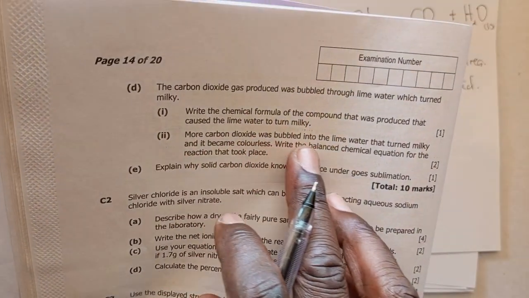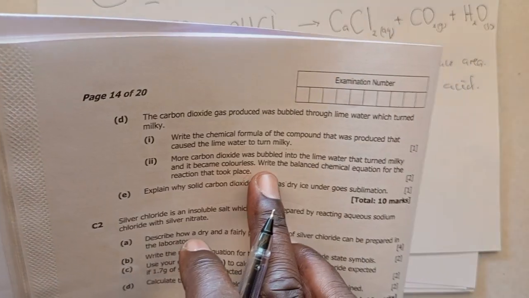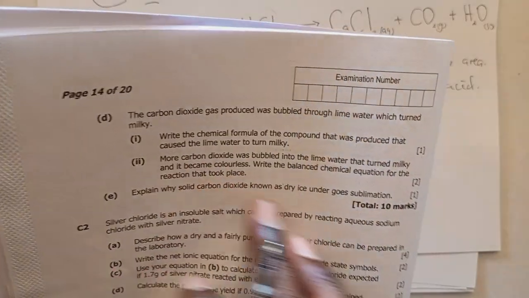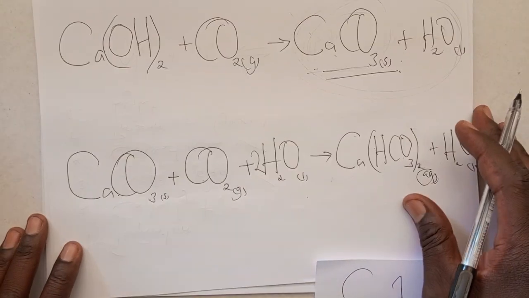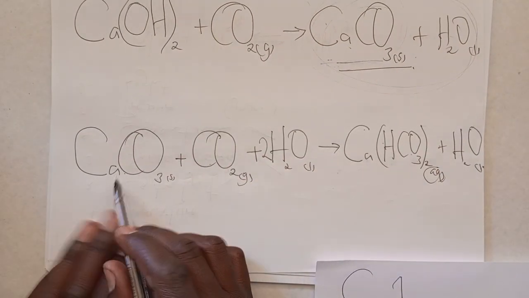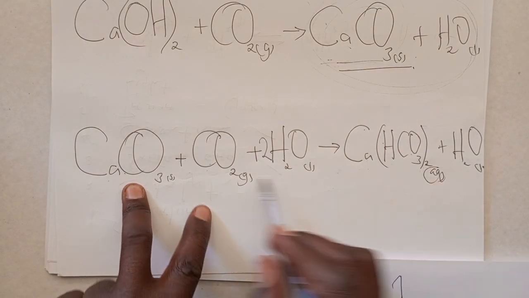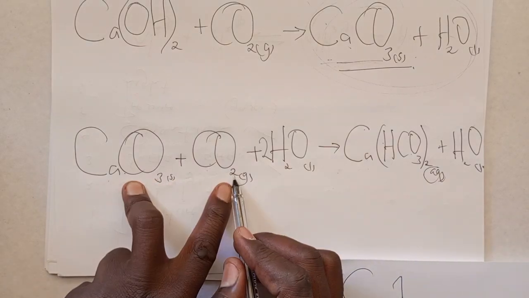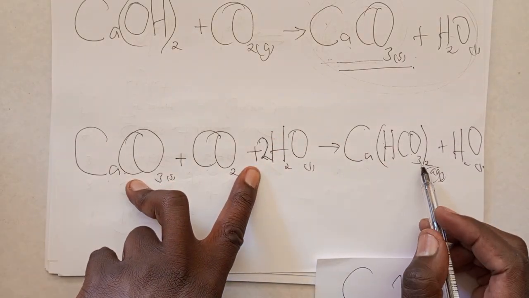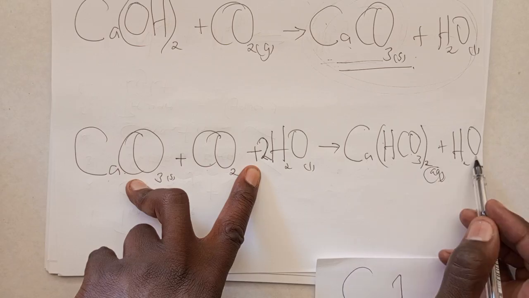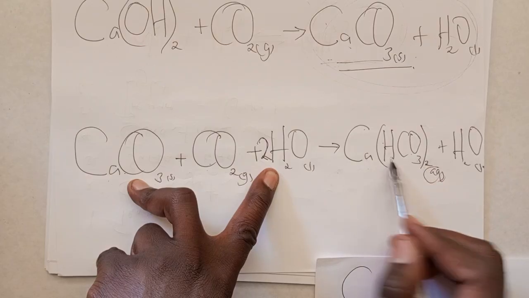More carbon dioxide was bubbled into lime water that turned milky, and it became colorless, exactly what I was explaining. Write the balanced chemical equation for the reaction that took place. Okay. So the equation is this, and it's balanced because we have calcium 1, carbon 2, because of this. Then we have oxygen 3 plus 2, 5 plus 2, that is 7. Yeah, there's a 2 here, by the way. Then we have oxygen 2 times 3, that is 6 plus 1, 7. Then we have hydrogen 4. Then we have hydrogen 2 plus 2, that is 4.